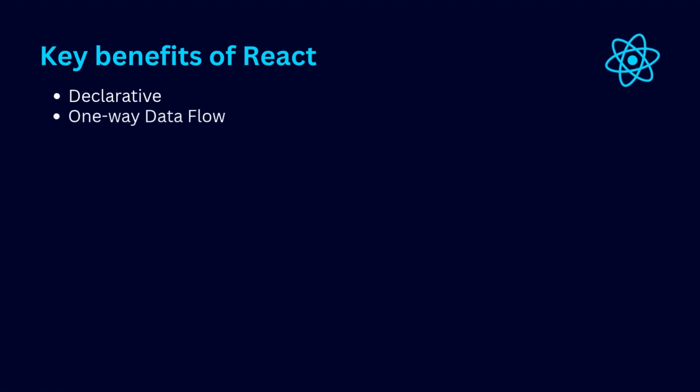Let's explore some of the key benefits of React. It's declarative. You describe what the UI should look like, and React takes care of the rest. It uses one-way data flow, making your application more predictable and easier to debug. And it has a massive ecosystem, from tools like React Router and Redux to powerful hooks for managing state and effects.